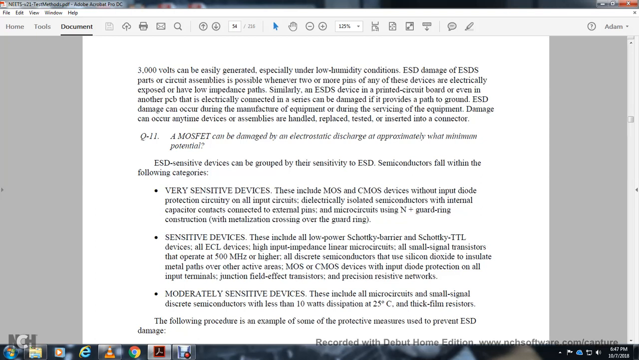Semi-sensitive devices include all power devices, TTL devices, ECL devices, linear microcircuits with small signal transistors operated at 500 megahertz or higher, discrete semiconductors, silicon dioxide insulated metal pad devices, MOS devices with input diode protection on all input terminals, junction field effect transistors, and precision resistive networks. Moderately sensitive devices include microcircuits with small signals, discrete semiconductors of less than 10 watts dissipation at 25 degrees Celsius, and thick film resistors.